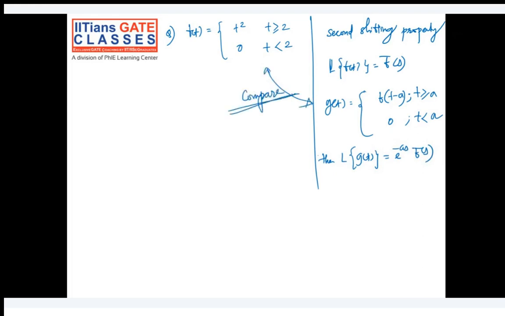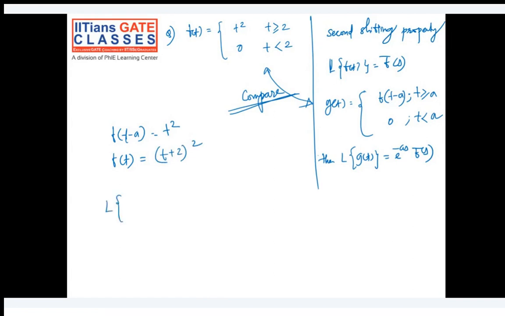So here f of t minus a is there. If you compare, f of t minus a is your t square. So what is your f of t? f of t should be equal to t plus 2 whole square, because a is 2 in this case, right? So the answer for this question you can directly write as Laplace transform of this function.